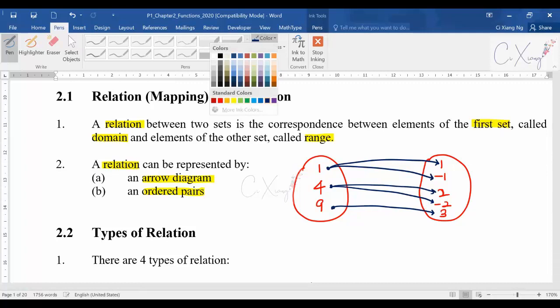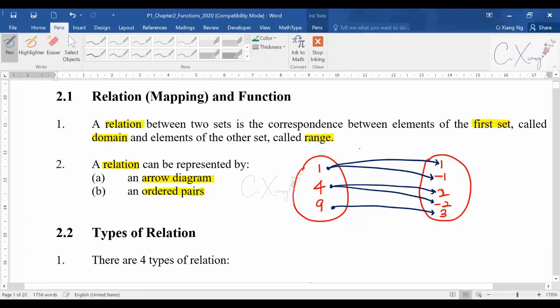The blue part here, we call it the relation. Maybe I can define the relation as "is the square number of", so that means 4 is the square number of 2 and -2, something like this. When we define it, this we call a relation.